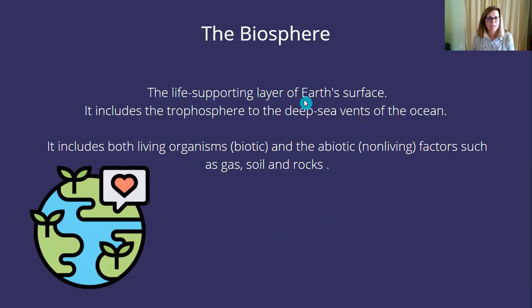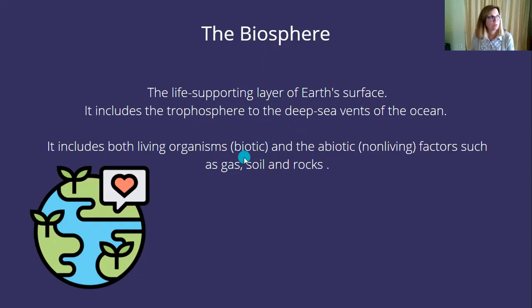What does that mean? Well, from the troposphere all the way down to the deepest vents of the ocean, you get life. So you have life that lives way down deep in the ocean, and you have animals and plants that live in the air, right? You have tall trees, you have birds. So all of those things from the troposphere down to the deepest part of the ocean include the biosphere. But the biosphere doesn't just include life forms. It also includes the things that life forms need to live.